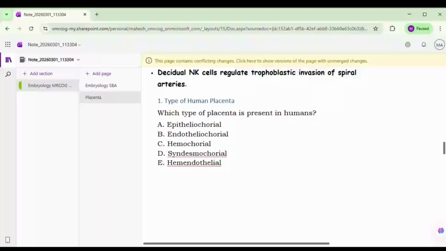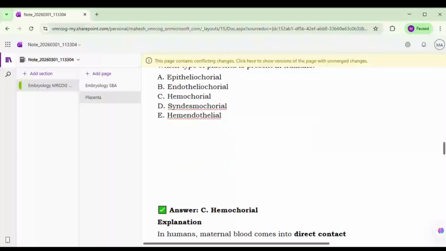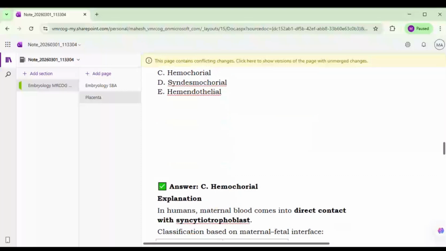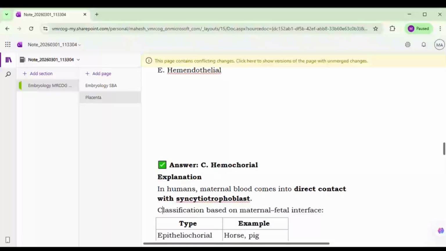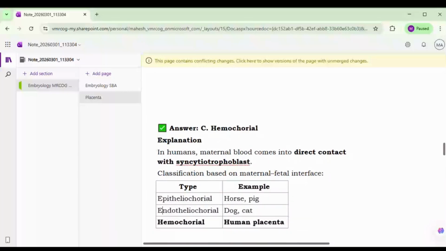We discussed this when we started the lecture: discoid, hemochorial. In humans, the maternal blood comes into direct contact with the syncytial trophoblast. Classification is based on the maternal-fetal interface. Epitheliochorial is seen in horse and pig, endotheliochorial is seen in dog and cat, and hemochorial is seen in the human placenta.